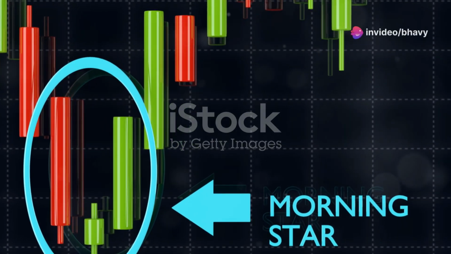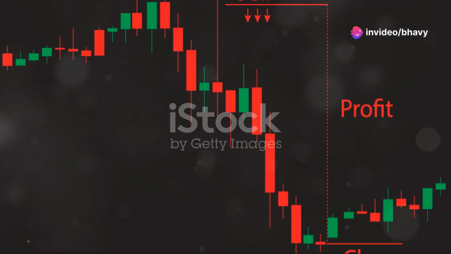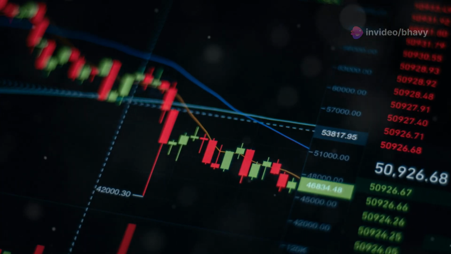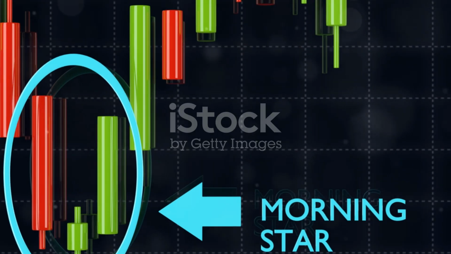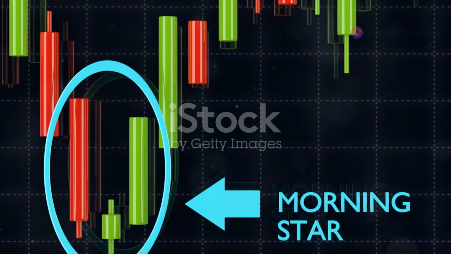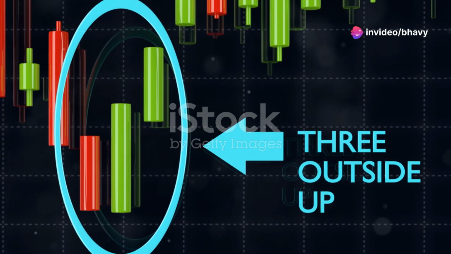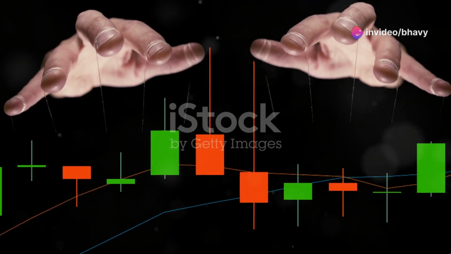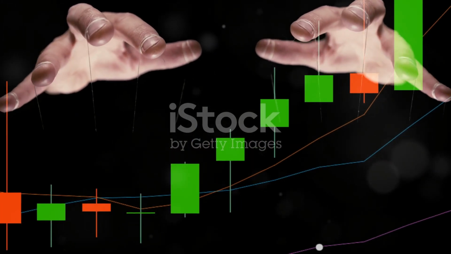Morning star. The morning star pattern is a bullish reversal pattern that typically occurs at the end of a downtrend. It consists of a long bearish candlestick followed by a small-bodied candlestick, either bullish or bearish, that gaps lower, and finally a long bullish candlestick that closes well within the body of the first candlestick. This pattern suggests that selling pressure is weakening and buyers are starting to take control.